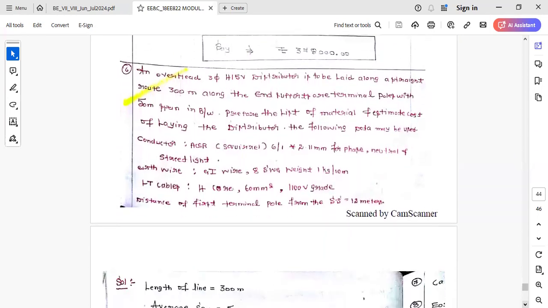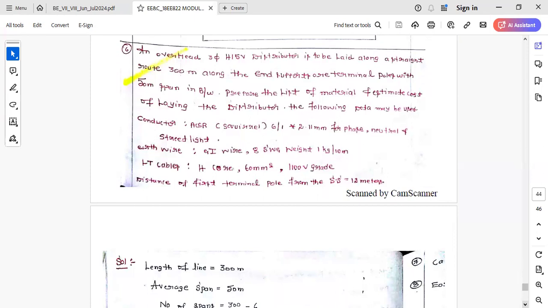Okay, last problem. This problem is also very easy, just observe. An overhead three-phase 415 volt distributor is to be laid along a straight route 300 meter long, the end supports are terminal poles with 50 meter span in between. Prepare the list of material and estimate the cost of laying the distributor. The following data may be used: conductor ACSR 6 bar 2.11 mm for phase, neutral gauge, street light wire gauge, earth wire GI wire, distributor weight 1 kg per 10 meter, LT cable 50 mm square 1100 volt grade, distance of the first terminal pole from the substation 12 meter.